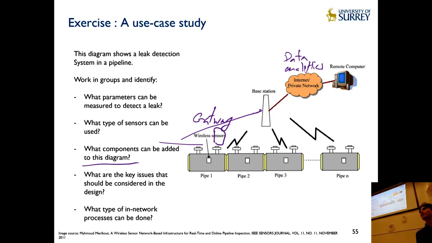Especially here it is an obvious case. Most probably you can't have direct power, like plugging them into power to run your sensors. Then energy efficiency will become an issue. And obviously environmental conditions. If you're putting it in the North Sea, it's probably extremely cold, so you have to make sure your sensors also work under those conditions. If you put it under the sea, the protection and the lifetime of the sensors themselves become important. What type of in-network processes will you use here?